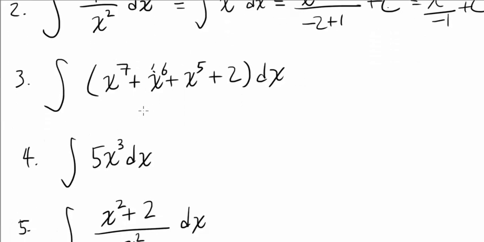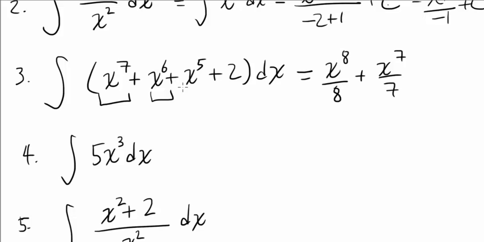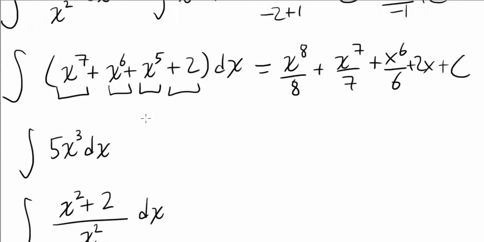Number 3, you have x to the 7th plus x to the 6th plus x to the 5th plus 2. Let's do one by one. For x to the 7th, you get x to the 8th over 8. X to the 6th, you get x to the 7th, not multiply, you want to add them up, plus x to the 7th over 7. X to the 5th, you get x to the 6th over 6, plus 2 gets you plus 2x, and do not forget plus c.